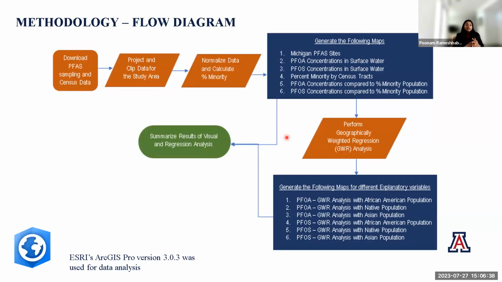This flowchart shows the step-by-step process I used for visual and spatial regression analysis for the study area, and all the analysis was performed using ArcGIS Pro version 3.03. The first step was to download the data from state and federal websites. Then the data was projected to the state coordinate system and clipped to the study area, which is the state of Michigan. After normalizing the data for minority population, I created maps of PFAS contamination and minority population to help with the visual analysis. Next, I performed geographically weighted regression analysis and created 6 different maps to help me understand and summarize the results of regression analysis for the project.